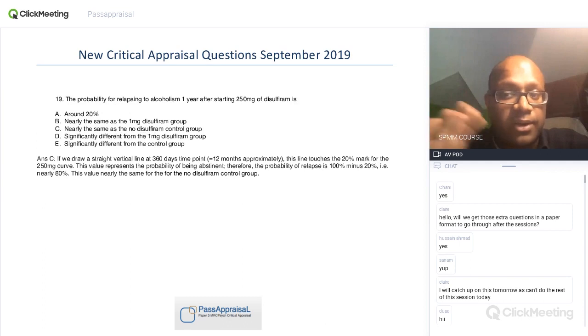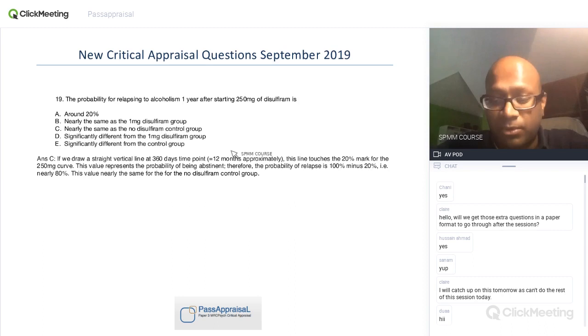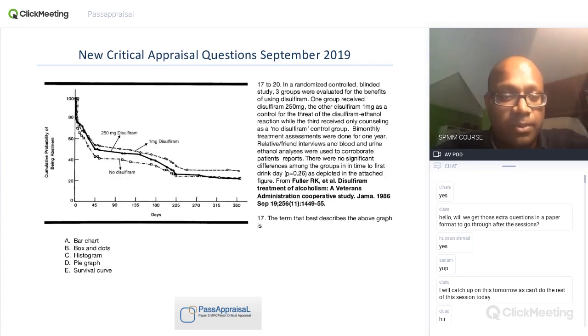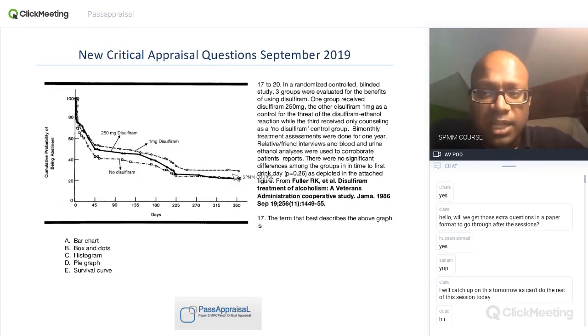The first choice, it's not correct. Around 20 is not the chance of relapse. 80% is the chance of relapse. The second choice is nearly the same as the 1 milligram group. Third choice is nearly the same as the no disulfiram group. Let's go back to the graph and see which one is true. So where is the no disulfiram group? That's the little small boxes here, the last line here. Yeah, in fact, the dark line and this little dash line, they blend, they merge. So we can say no disulfiram group and the 250 milligram group seem to have same effect after 1 year.